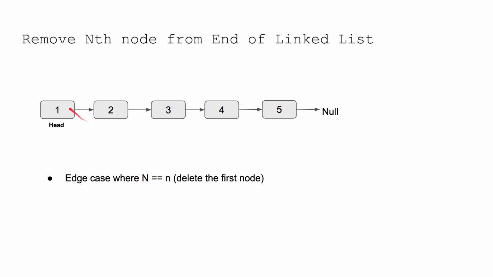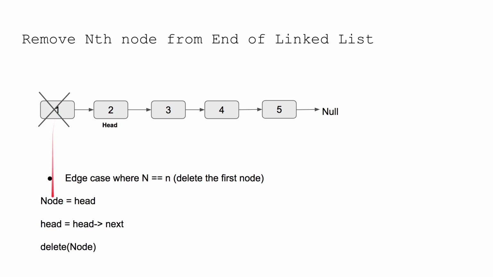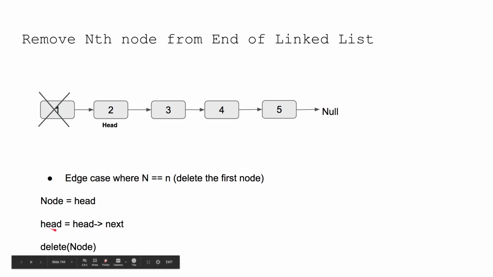Then what you can do, you can simply assign this head to a temporary node, and then you can simply change the head to point to the head next, right? So that means your head becomes the node with the value 2. Now you can simply delete the temporary node and you can return your head. So in that way, you will be able to handle the edge case also.